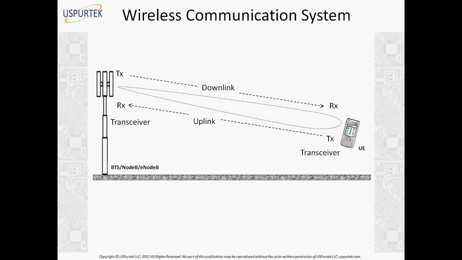And so you have two links actually, an uplink and a downlink. Downlink is when your base station is transmitting and the handset is receiving. And the uplink is when your handset is transmitting and the base station is receiving. So both these links are important and we have to look at both of them.